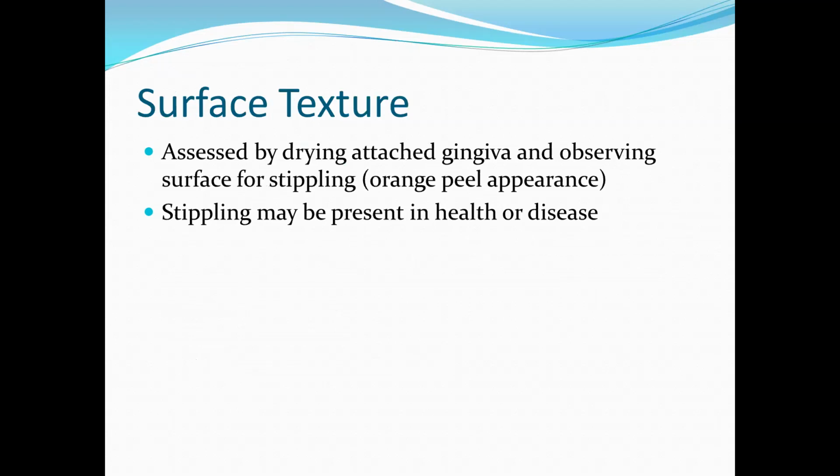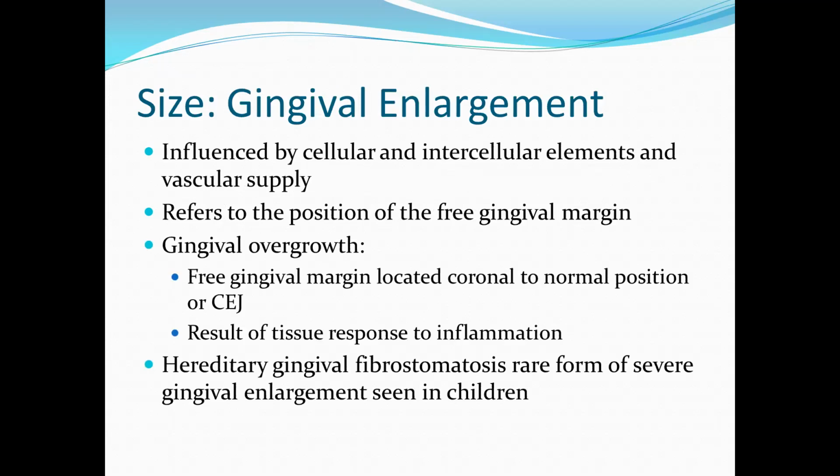It's thick, it's leathery. What is that surface texture? Okay, does it have stippling? Is it glossy, right? Stippling, again, may be present in health or disease, right? Especially if the disease tissue is fibrotic, chronic inflammation. What's the size of the gingiva? It's influenced by cellular and intercellular elements in the vascular supply. Where is it in relation to the tooth? Is it above the CEJ or below the CEJ?